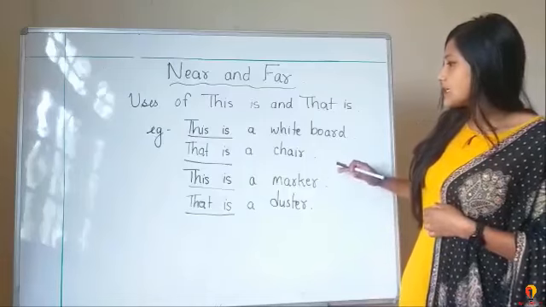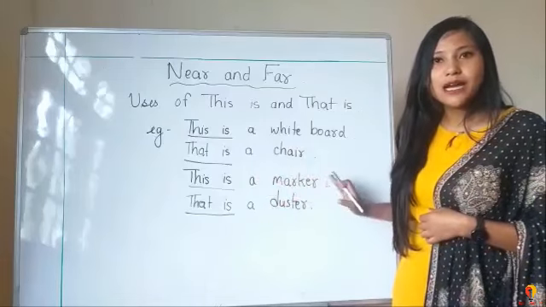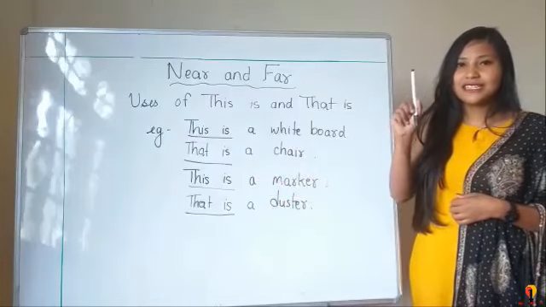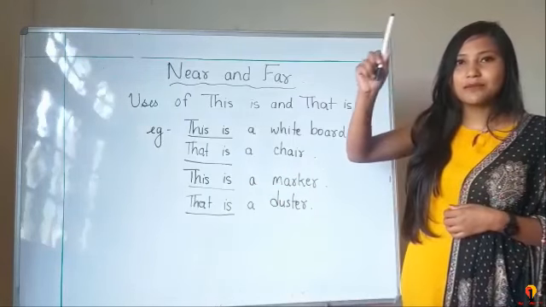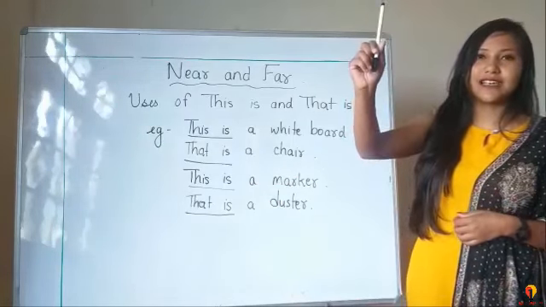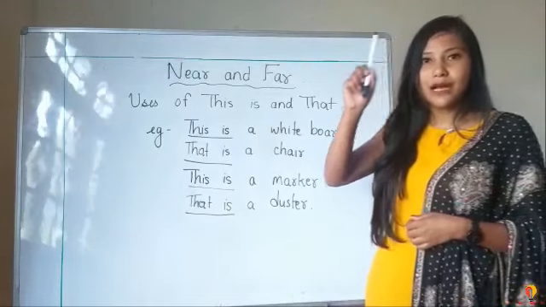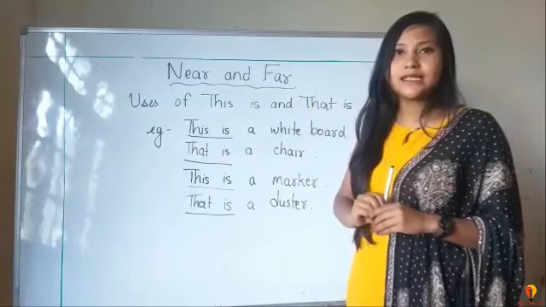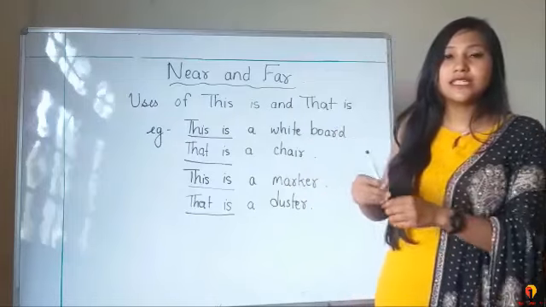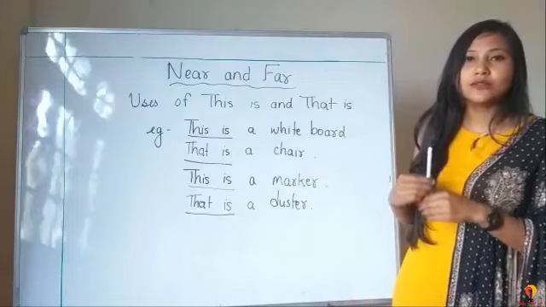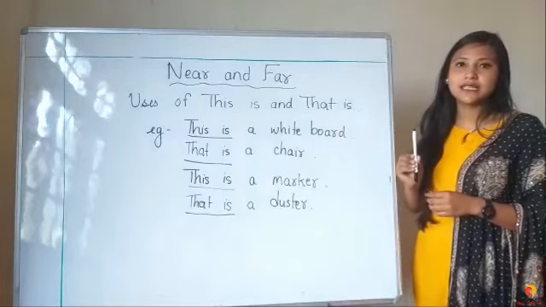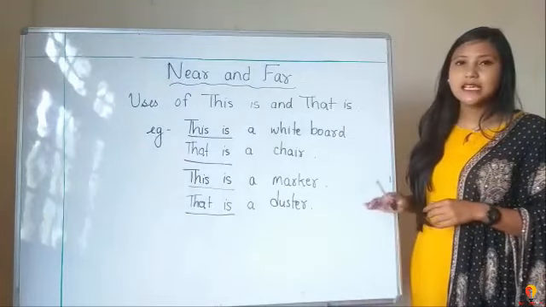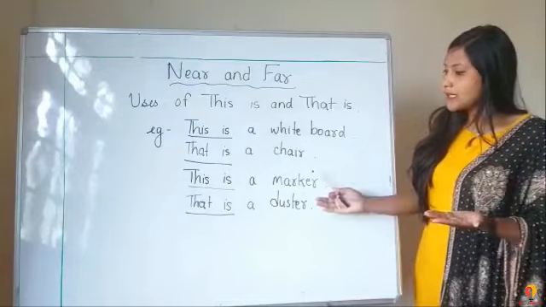So the next thing is this is a marker. So you can see that I am holding a marker, and when I point out this marker I'll say this is a marker क्योंकि ये marker कहाँ है? मेरे पास है, मेरे साथ है. तो जो चीज़ साथ है, पास है, उसको हम कैसे पॉइंट आउट करते हैं? This is बोल के. और जो चीज हमसे दूर है, for example duster.